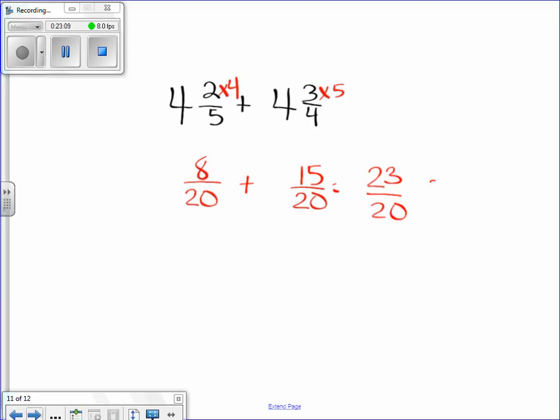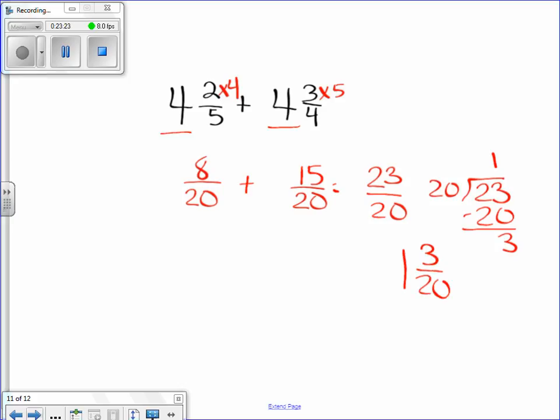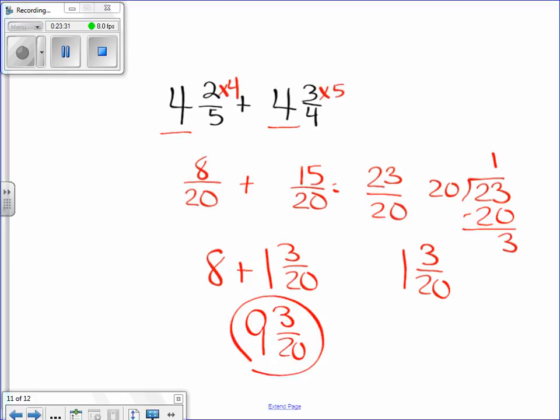Improper. So you get 1 and 3/20. But that is not the final answer. 4 plus 4, 8, plus the 1 and 3/20 is 9 and 3/20. I had 9 and 2/20 at first. Did you subtract from? Oh my God. You gotta watch that subtraction. That's what gets a lot of people. Yes, sir.